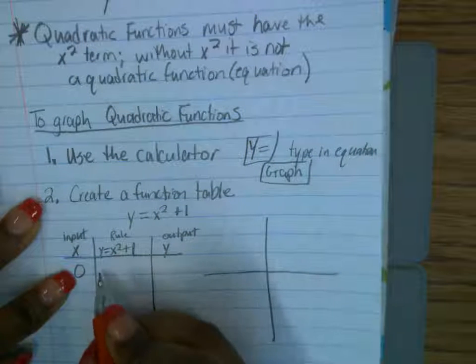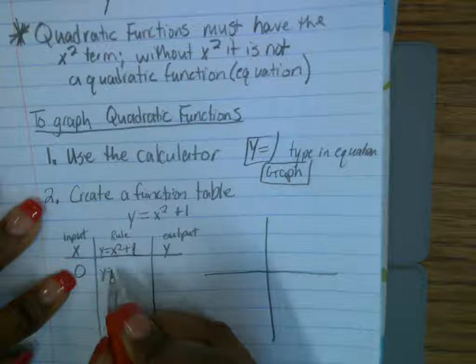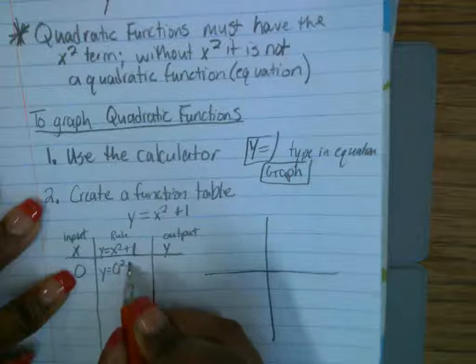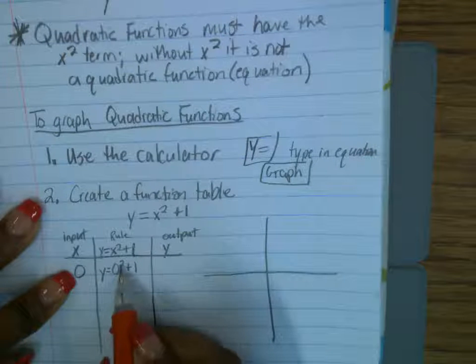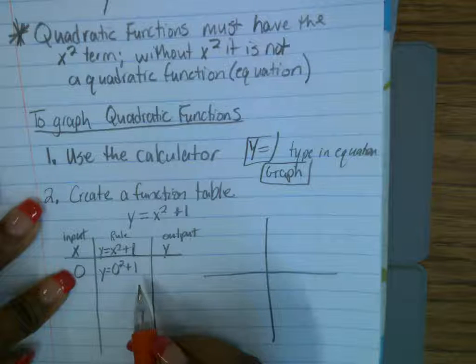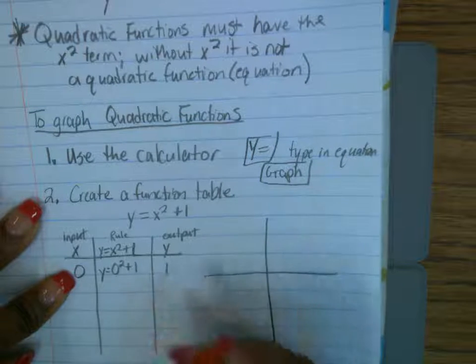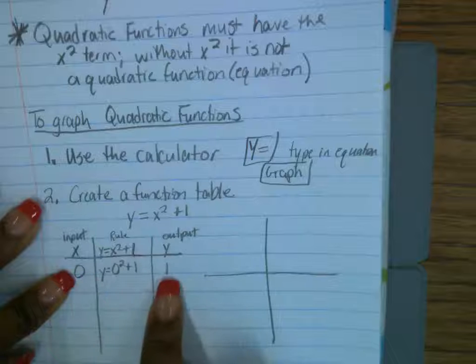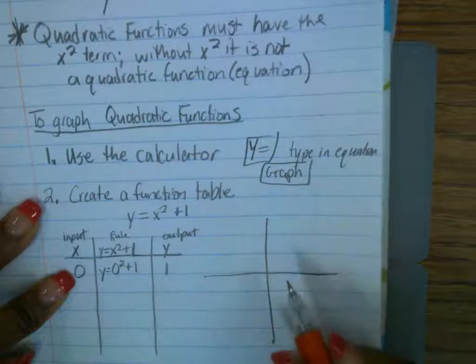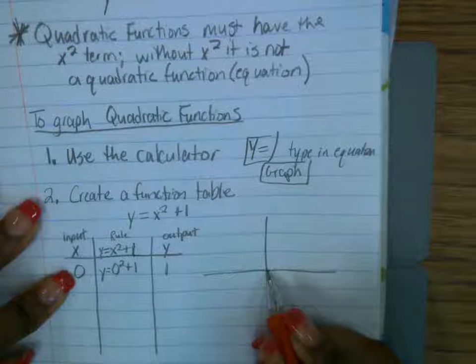I'm going to plug in 0 for x and see what I get. I get y is equal to 0 squared plus 1. Well, 0 squared is 0. 0 plus 1 is going to be 1. So my first ordered pair is (0, 1). So I'm going to graph (0, 1).